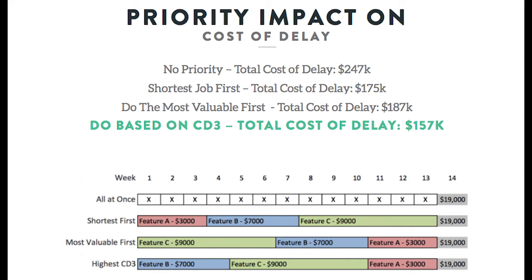Or we can use the cost of delay calculation. So do weighted shortest job first. And so if we do that, the total cost of delay is $157,000. We can't eliminate it, but we're actually doing it in an order that allows us to maximize the amount of revenue that we can collect at that point in time.